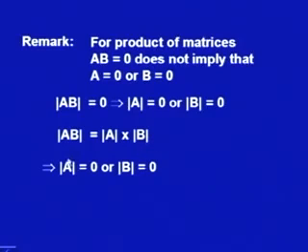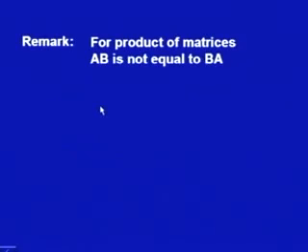And this simply means if determinant A is 0, then what are determinant A and determinant B? They are simply numbers. So, one of the two numbers has to be 0. So, either determinant A is 0 or determinant B is 0. This result was not true in general for matrices, but it is true for their determinants.